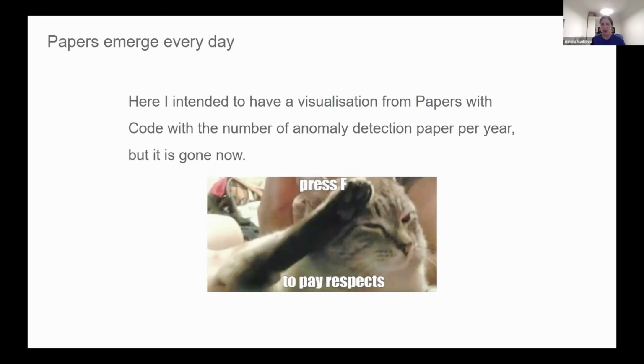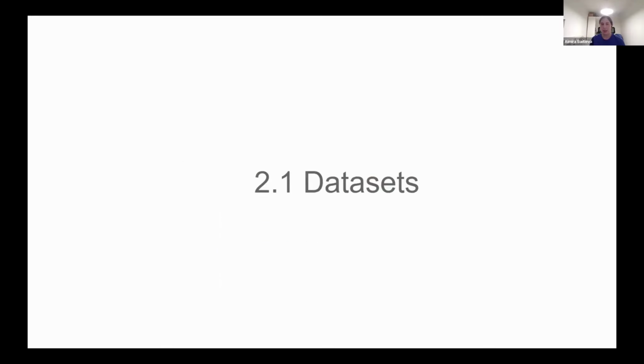And yes, sorry about the missing visualization. I just found out that Papers with Code website is gone. And yes, it's actually quite sad. But in any case, if you follow new research in this area, you can see that visual anomaly detection has quite exploded in recent years. But what has it brought us? Let's start with datasets.